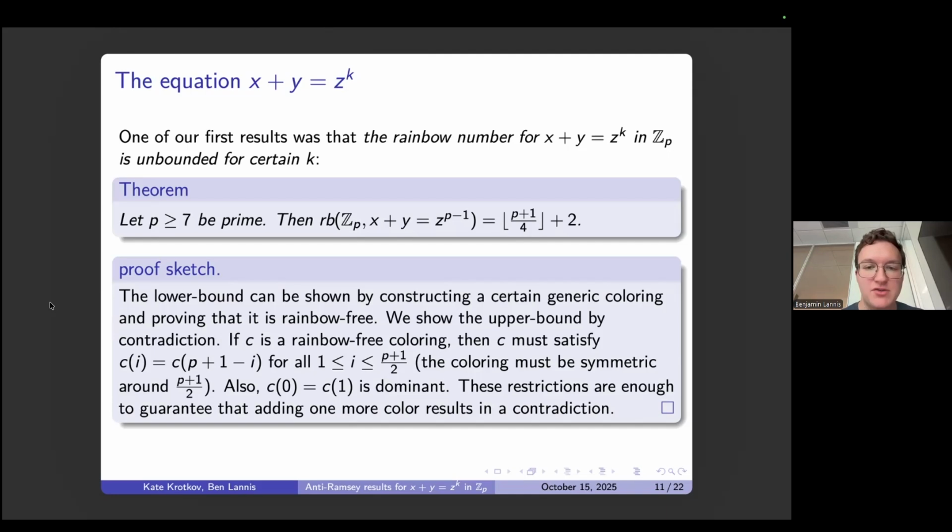However, in the case when k equals p minus 1, as it does here, you know that z to the p minus 1 will always evaluate to 1 in ZP, provided that z is not 0. So this kind of turns our nonlinear equation into a linear equation, which allows us to recover dominance and use it to prove the upper bound. So finally, it turns out that these restrictions are enough to guarantee that adding one more color will result in a contradiction, thereby proving the upper bound.